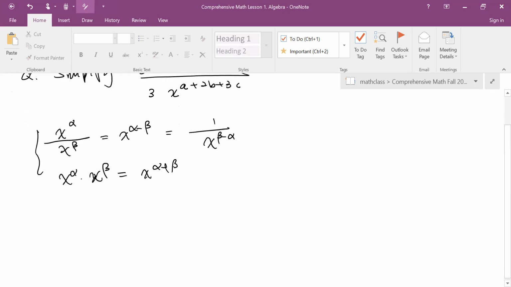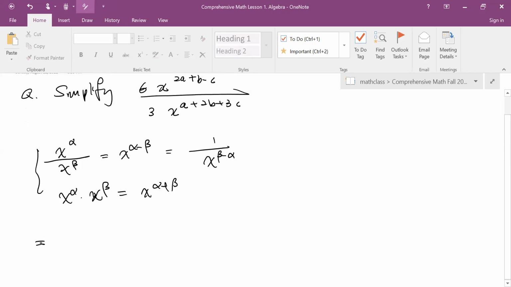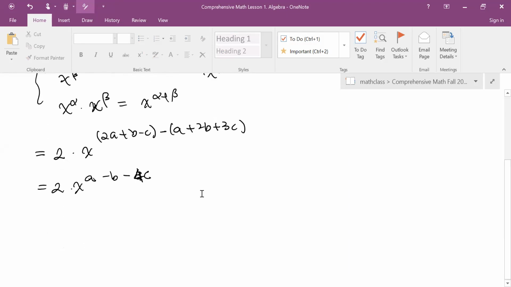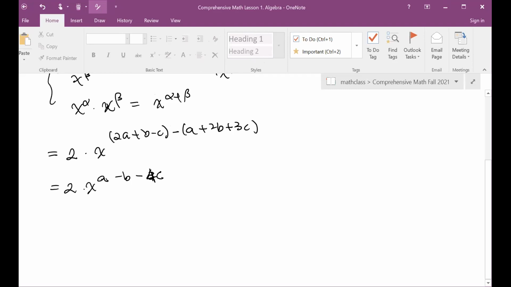Right, using those two formulas, the expression is going to be 6 over 3, which is just 2, then x to the 2a plus b minus c, minus a plus 2b plus 3c. So let's simplify it. Removing the parentheses, 2a minus a is a, b minus 2b is negative b, and negative c minus 3c will be negative 4c. Okay, so this is the answer. This is called simplification of algebraic expressions.